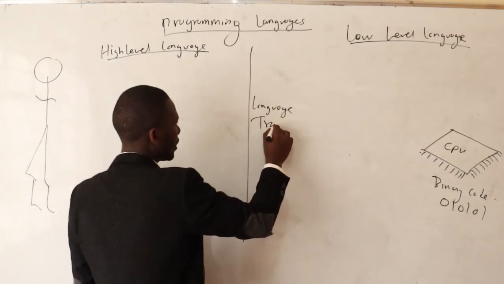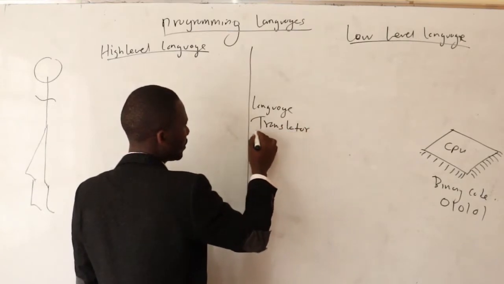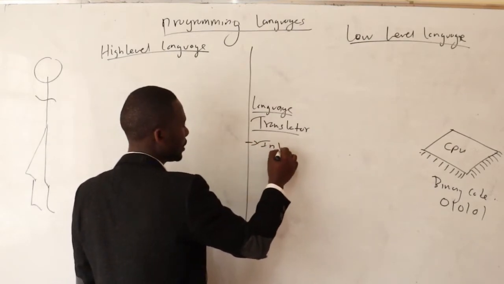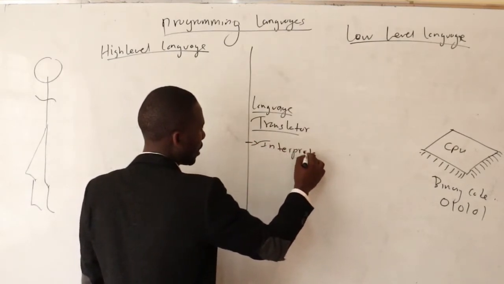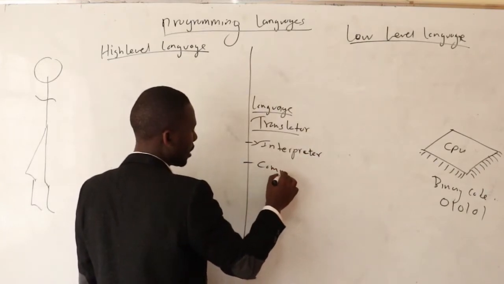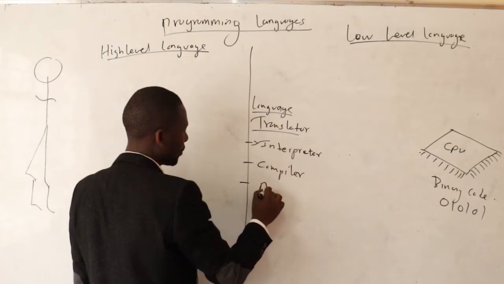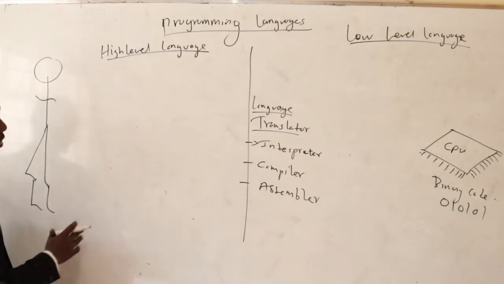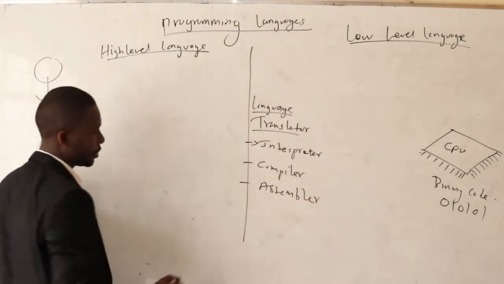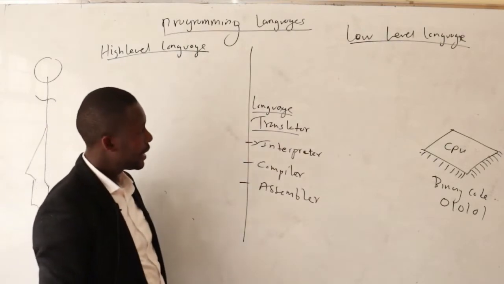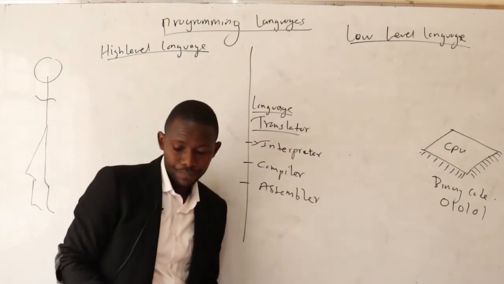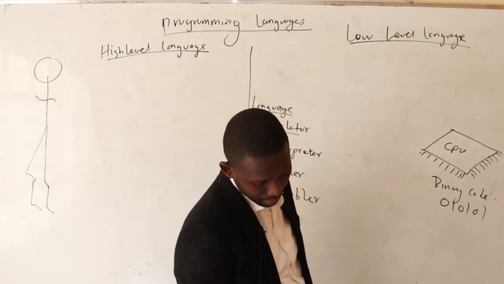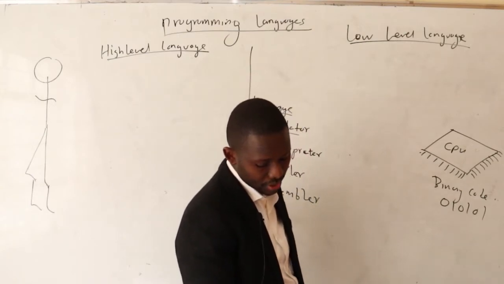These language translators, we stated them under the softwares. We stated that we have interpreters, compilers, and assemblers. These are the translators that interpret the human language to machine language. So we'll start first with the low-level languages, and we can subdivide these low-level languages into two.